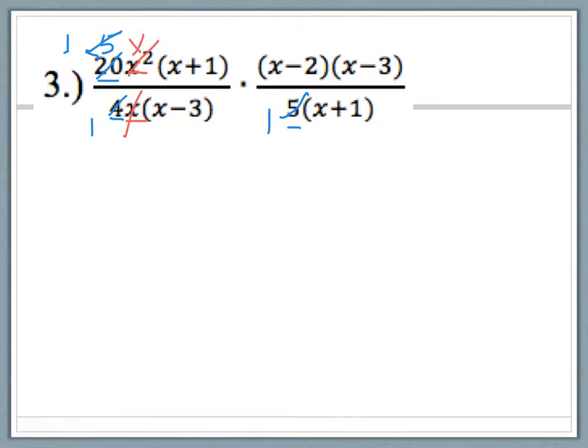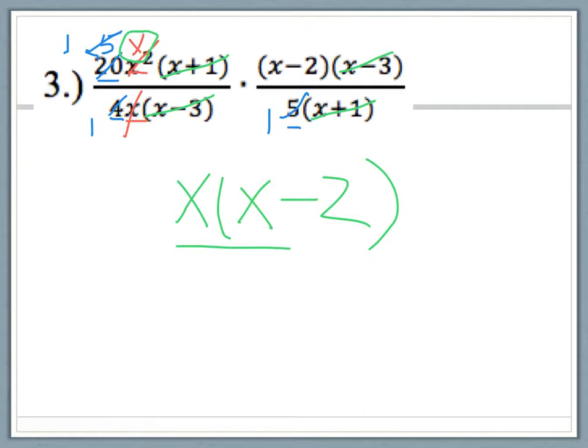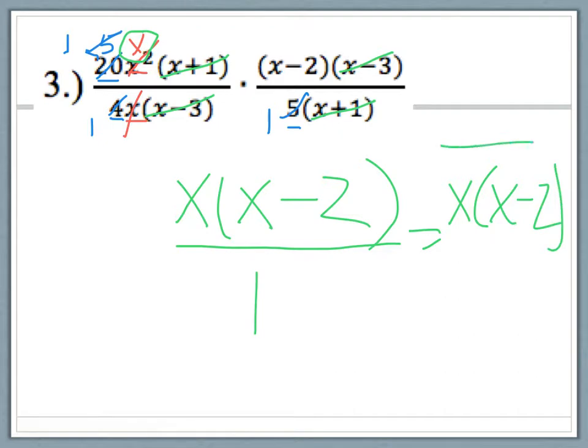Now what else can I cross off? Well, I see an x plus 1, and I either look up and down or diagonally. I have 1 diagonally, so I can cross that one off. Also, I have the x minus 3 on one side over here, and it's diagonally over here, so I can cross those off. Now let's write what we have left. I have an x left, so we're going to write that x. And then we have an x minus 2. On the bottom, I just have a 1, and everything else is canceled out. So that's just over 1. We really don't need it over 1, so we can just write it as x minus 2, and that's just our answer right there.